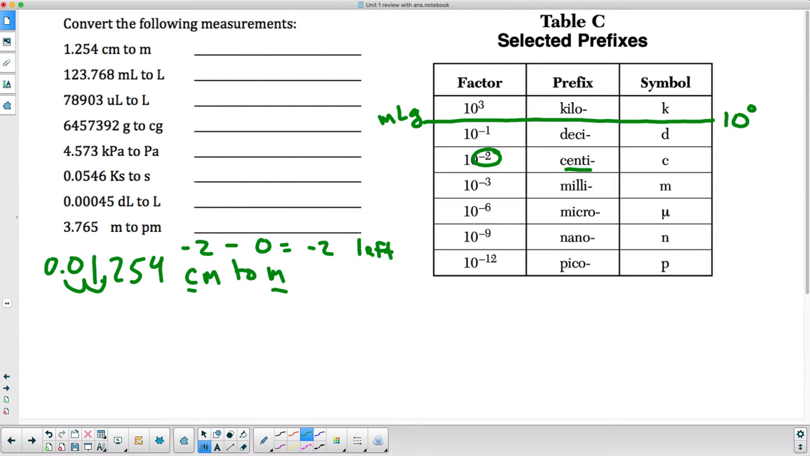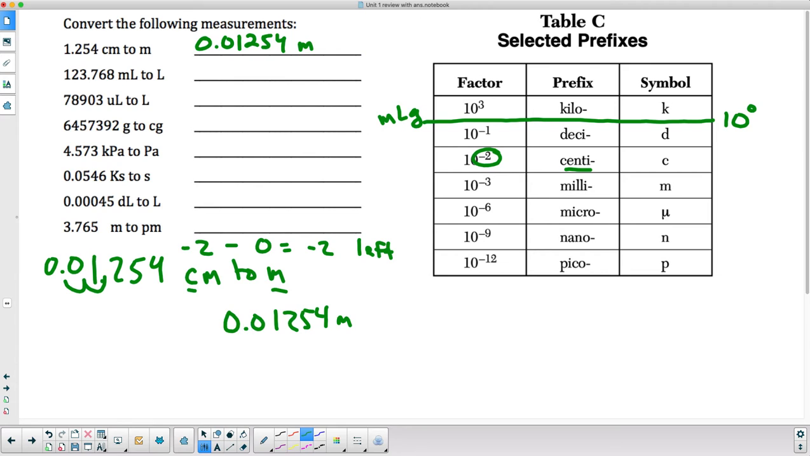So my answer to the first part here is 0.01524, and that's in meters. All right, let's take another look at another problem here.